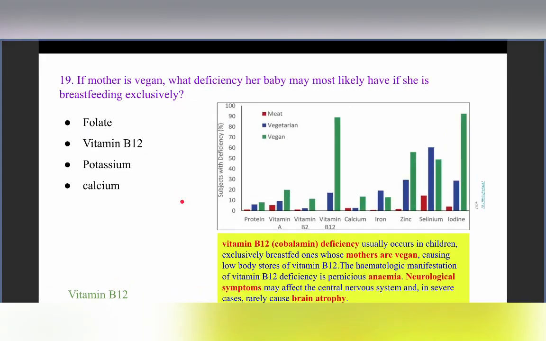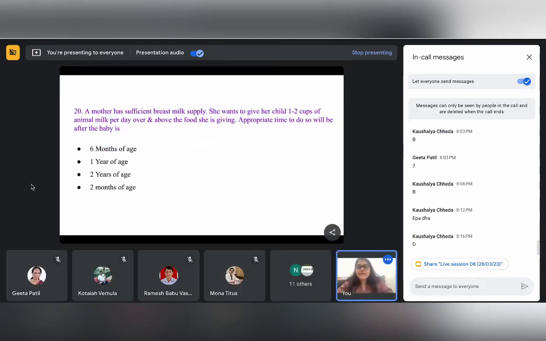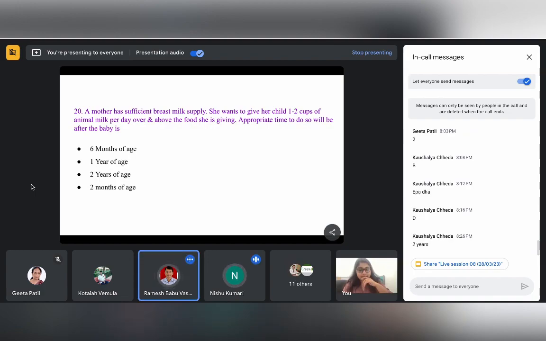So we'll move on to the next question. A mother has sufficient breast milk supply. She wants to give her child 1 to 2 cups of animal milk per day over and above the food she is giving. Appropriate time to do so will be after the baby is, what do you think would be the answer to this? They are talking about animal milk, a different non-human source of milk that the mother wants to give to the child over and above the breastfeeding. 1 year of age. Okay. Anybody else? I think 1 year of age.